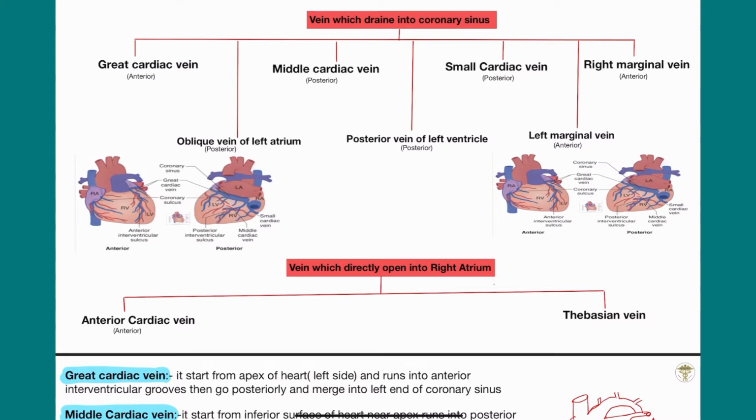The other classification I made is veins which directly open into the right atrium, like the anterior cardiac vein, which is present anteriorly, and the Thebesian veins. These also directly open into the right atrium. So first I will start with how I classify this type of vein.